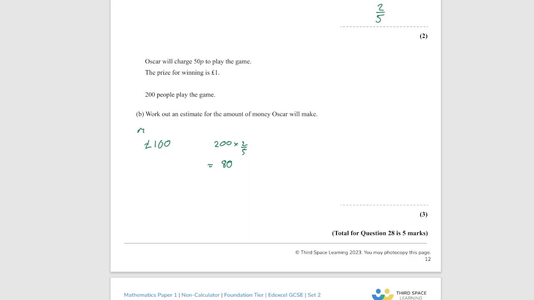So made and then lost, so we would expect him to make 100 minus 80, we would expect him to make £20 profit.